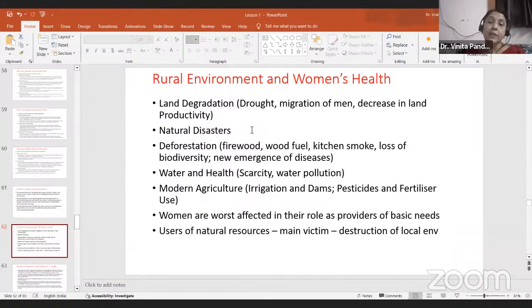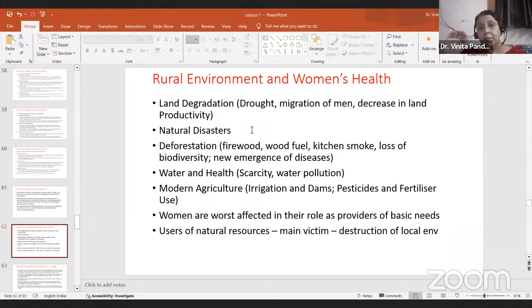Then loss of biodiversity and new emergence of diseases. Friends, climate change is impacting our biodiversity on a massive scale. And because this is getting impacted, new kinds of health challenges, new kinds of vector-borne diseases are also being witnessed. Then water and health. Scarcity of water or water pollution, again, its impact is on women. Irrigation and dams, if they are being constructed, there is displacement. Just now we discussed how displacement can impact women. Pesticide and fertilizer use is definitely exposing women to a lot of chemicals, and that will also impact her reproductive health.